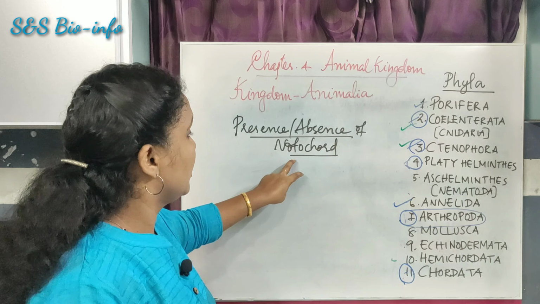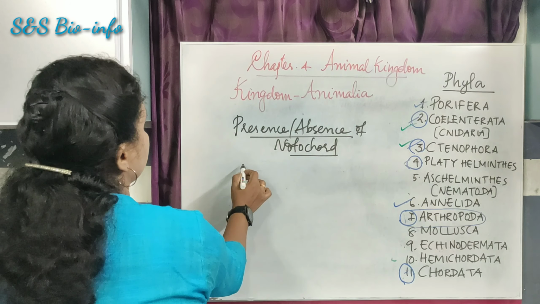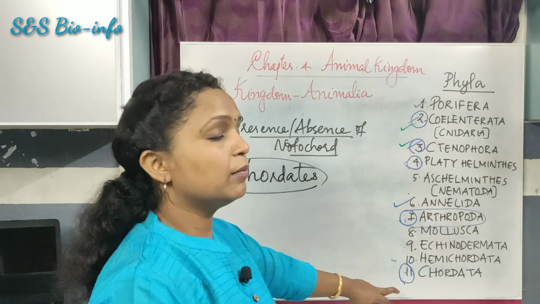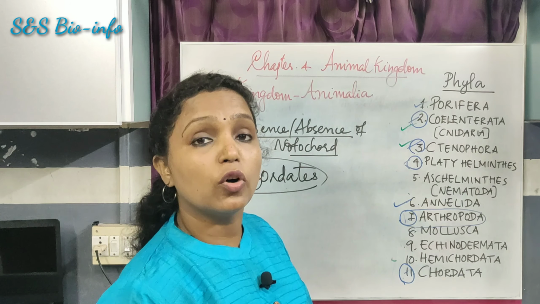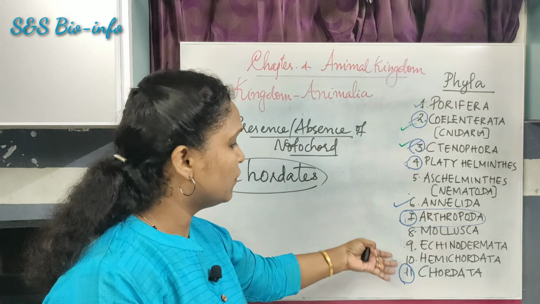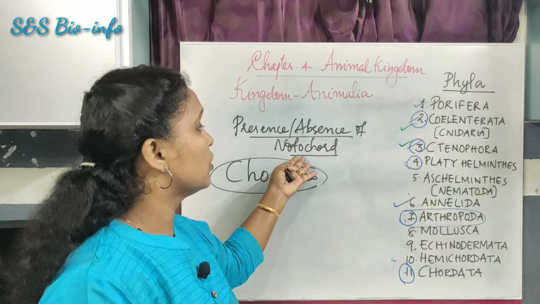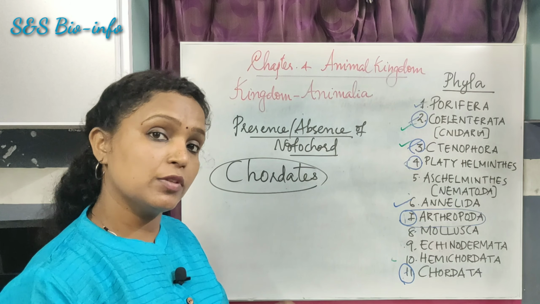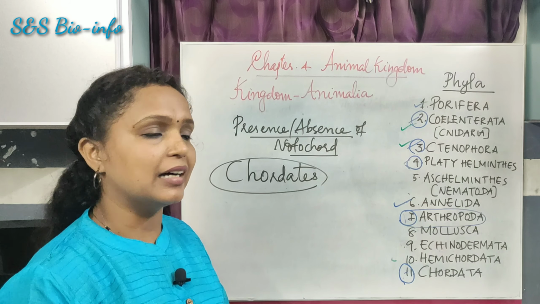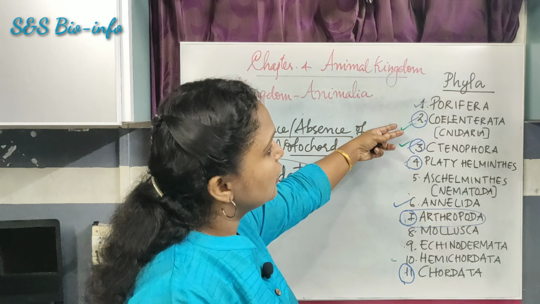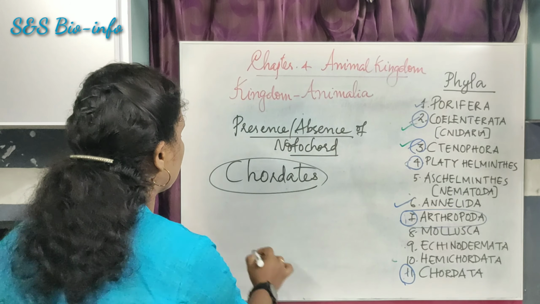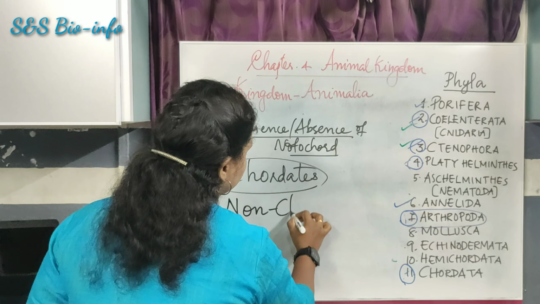The animals that possess notochord are known as chordates. Only the animals belonging to the phylum Chordata are chordates. They possess the notochord. In some chordates, the notochord is replaced by the vertebral column, so that they are categorized into the next subphylum as Vertebrata. Other phyla, from the phylum Porifera to the phylum Hemichordata, are known as non-chordates as they do not have a notochord.